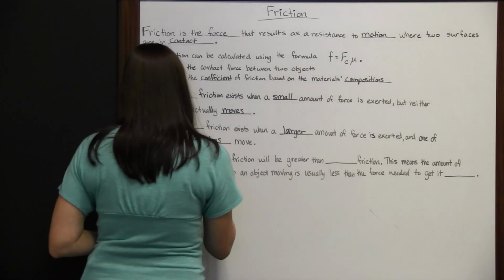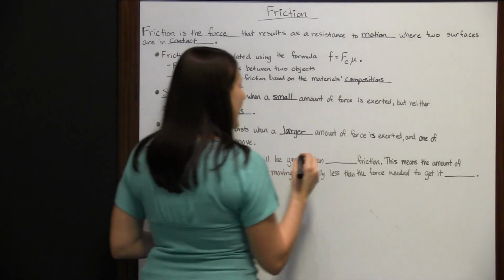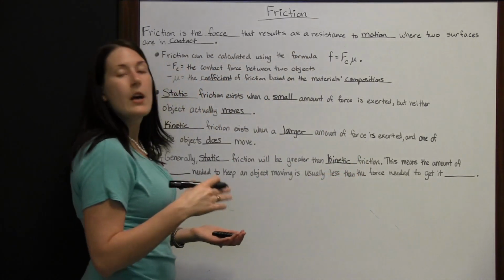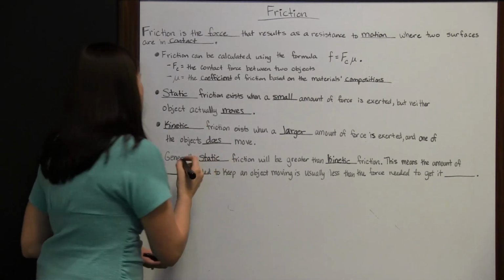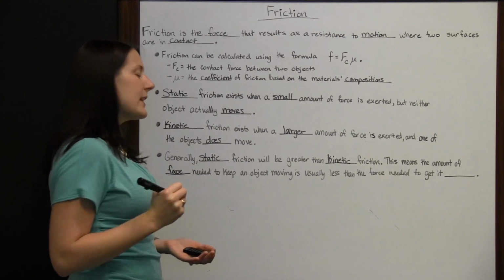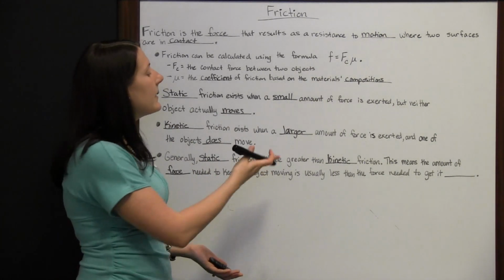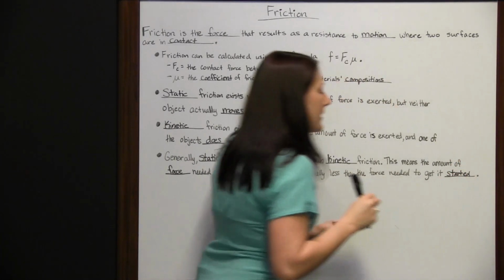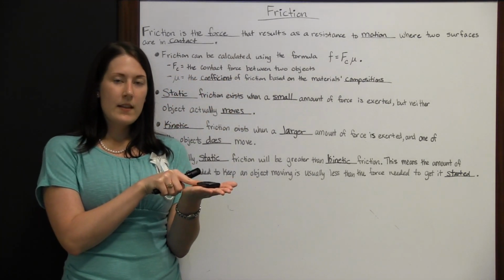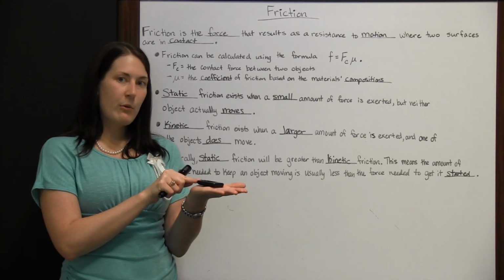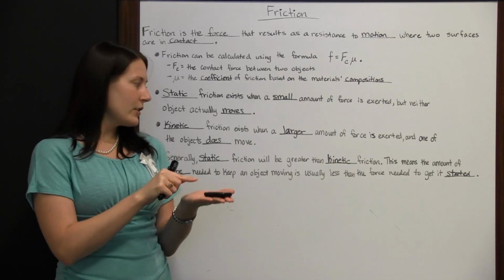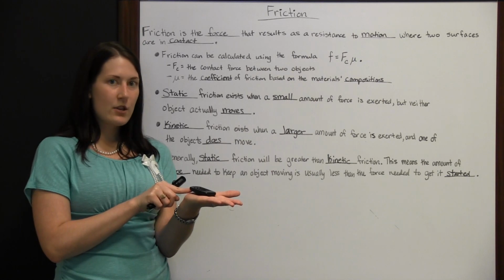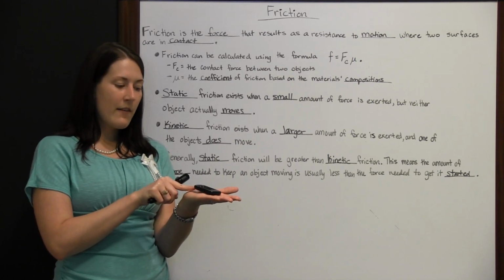Now generally, static friction will be greater than kinetic friction, even though you may think, oh, well, if you're actually moving the object, it's going to be more. That's not true, because the amount of force needed to keep an object moving is usually less than the force needed to get it started. So it actually took a bit more force to get this started moving than it does to keep it moving. So once I get the remote moving, it's not using as much force, and so my static friction was going to be greater than my kinetic friction. So while I'm pushing here trying to get it to go, there's more friction than whenever I've actually got it moving.